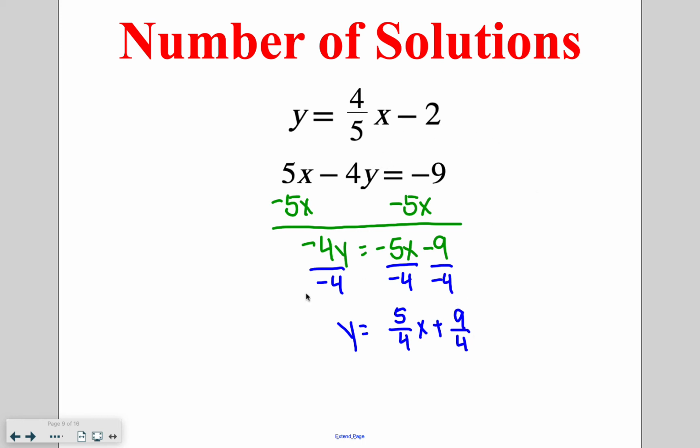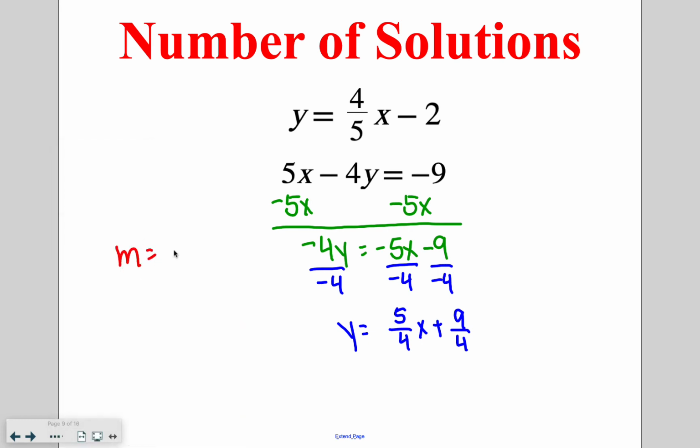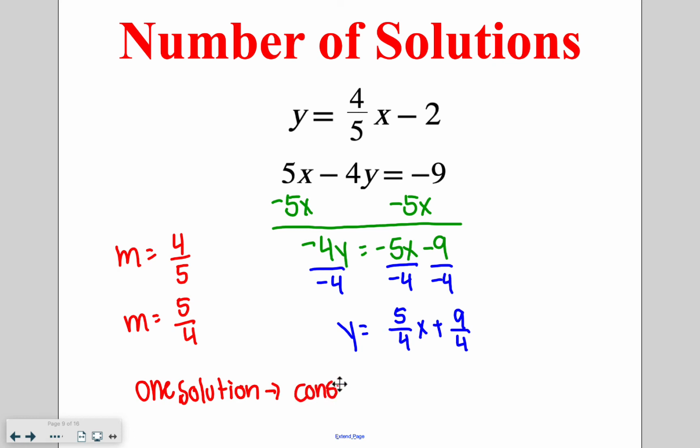When I am looking at my slope then, the slope of the first equation was 4/5. The slope of the second equation was 5/4. Since those are different slopes, that means that they will eventually crisscross over each other. So it would be one solution. And our terminology behind that then would be consistent, saying that they touch, and independent, saying that they only touch once. There is only one point of intersection between these two lines.